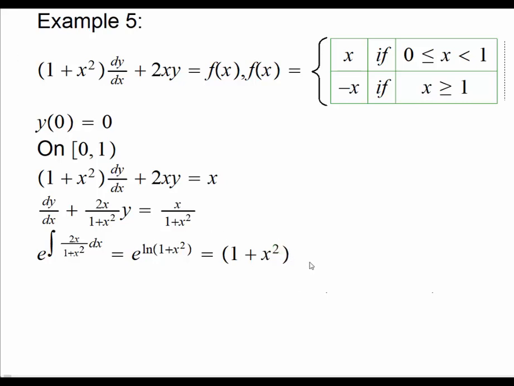So on the interval 0, 1, if we just go by our criteria, we'll have y times 1 plus x squared equals the antiderivative of x times 1 plus x squared dx.